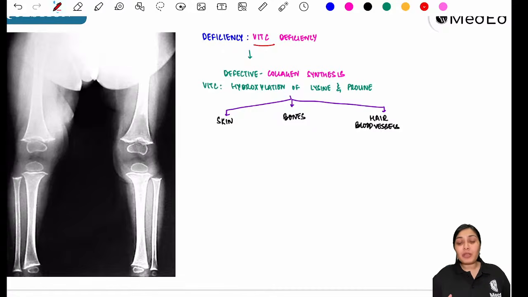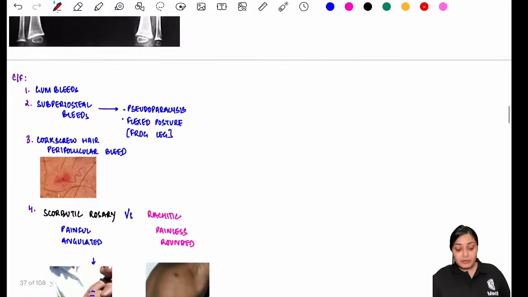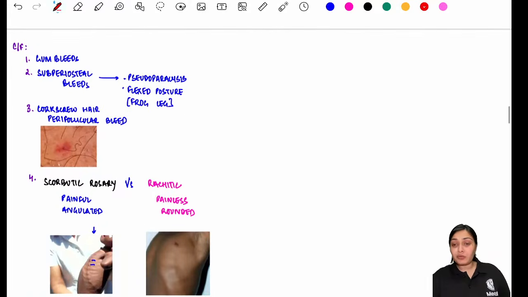So my skin would be affected, my bones would be affected, my hair would be affected, my blood vessels would be affected. The typical clinical feature you see because of the affection of the blood vessels is gum bleeds. You see subperiosteal bleeds, and because of that, the child is going to have very painful joints, won't be moving that joint. This is known as pseudo paralysis. And also the child assumes this flexed posture, that is known as flexed frog leg posture.